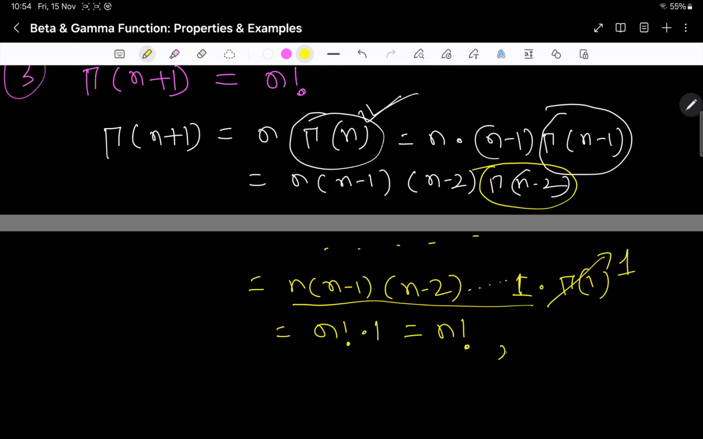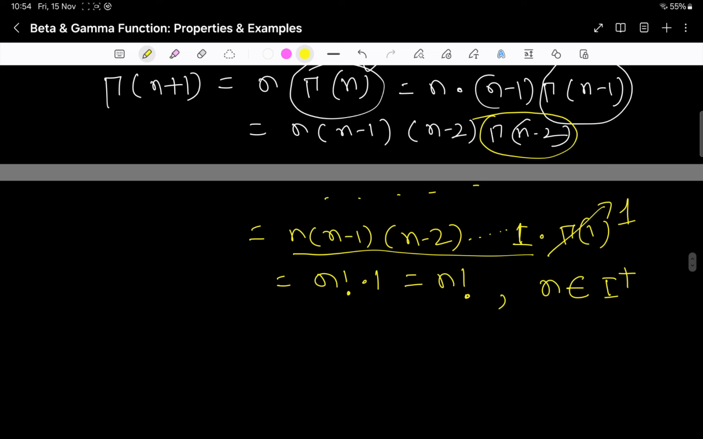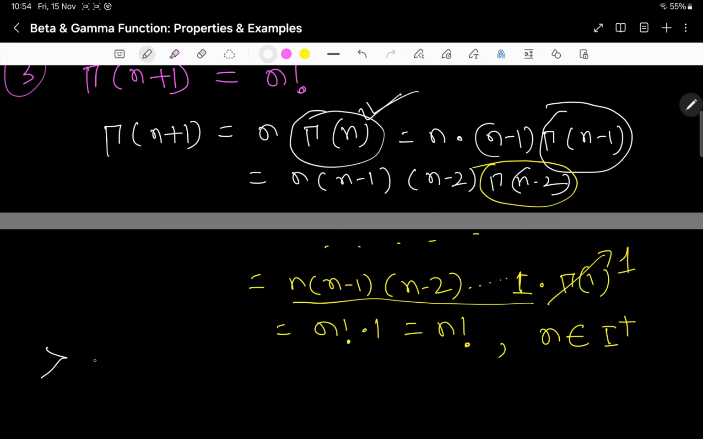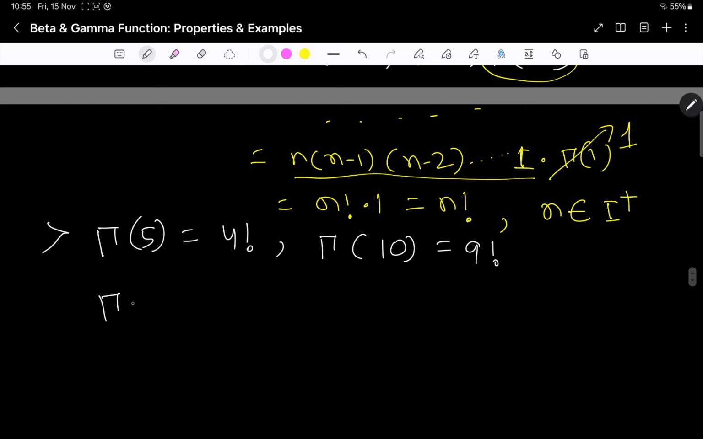Provided n is a positive integer, factorial permits. The moment n is not a positive integer, or if it is negative, we cannot find the factorial. Now if I ask you what is gamma of 5, it is simply 4 factorial. If I ask you what is gamma of 10, you will say simply 9 factorial. So factorial permits here. If I ask you what is gamma of 3 by 2, here factorial will not permit.